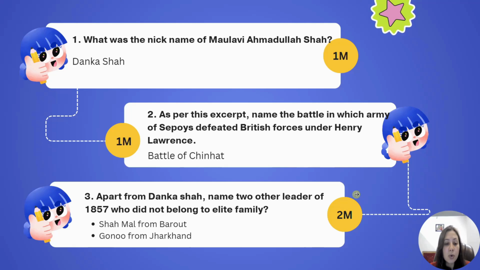And even there is one more question. Who were the different leaders of the revolt of 1857? Very important. This question can come for 3 marks as well as for 8 marks. So two leaders are Shah Mal from Barot and Gonoo from Jharkhand. Gonoo was a tribal and he was a leader.